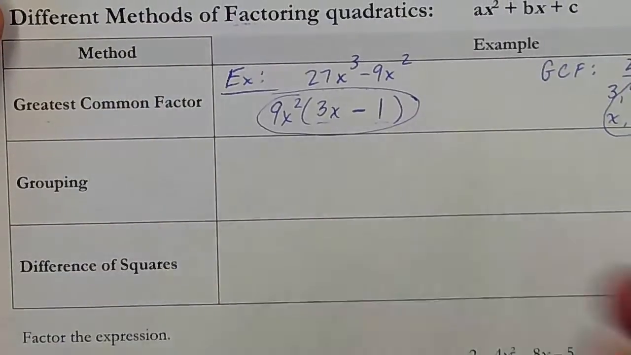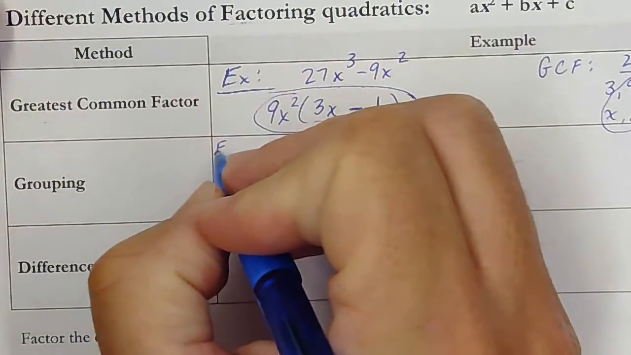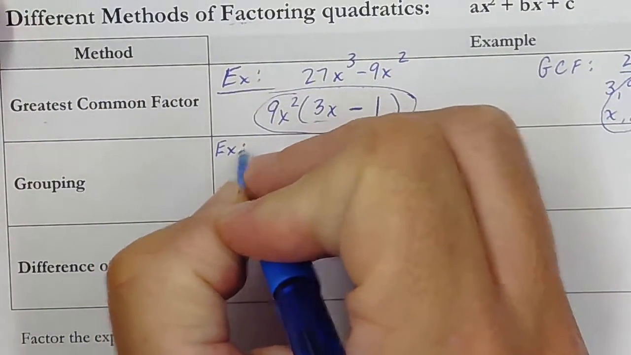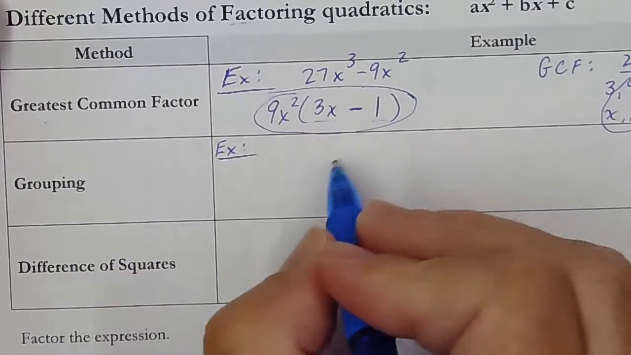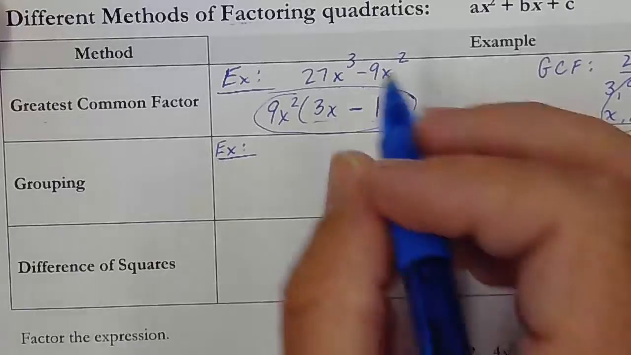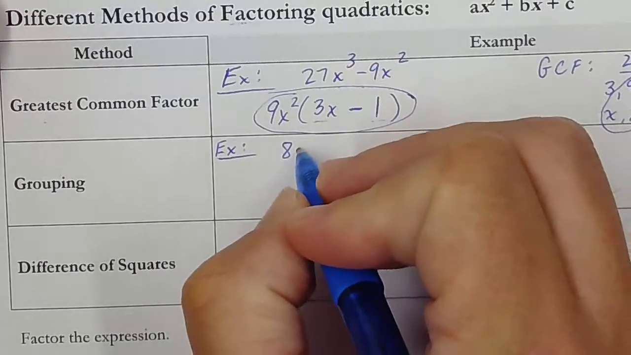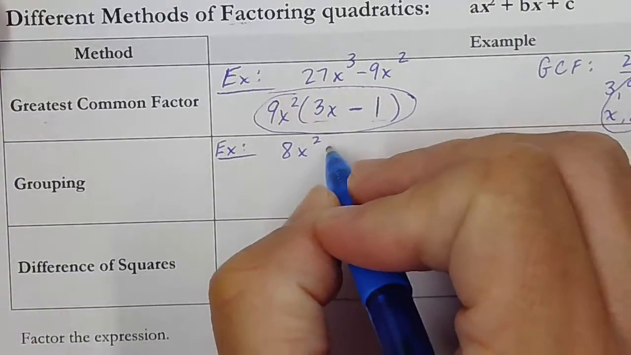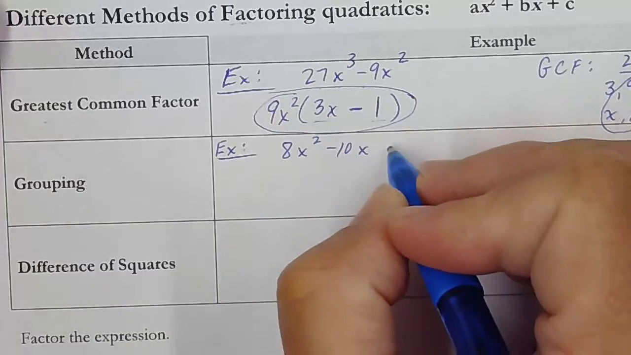On to the grouping method. Try to write small here. We kind of need like 3 lines of work to show you this. Almost 4, but I'll scoot over this way. All right, let's take a look at this one. 8x squared minus 10x minus 3.